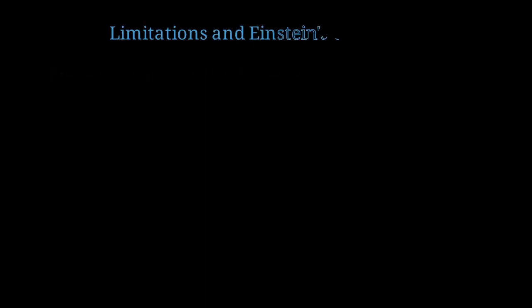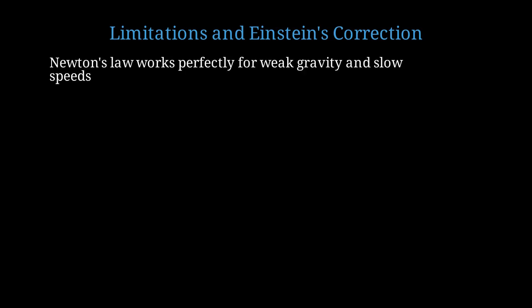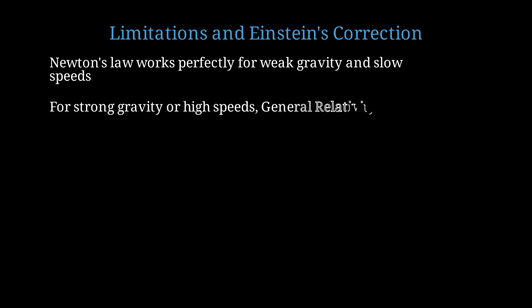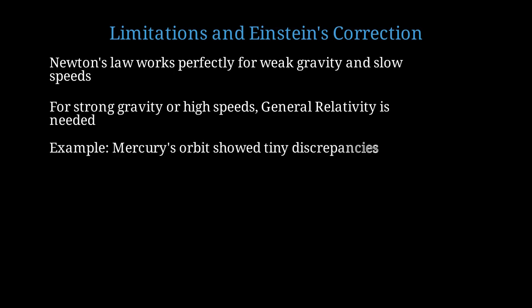It's important to note that Newton's law, while incredibly successful, is not the final word. Einstein showed that Newton's law is an approximation. For everyday situations, weak gravitational fields, and speeds much less than the speed of light, Newton's law is essentially exact. But near black holes, near neutron stars, or for objects moving at speeds close to light speed, Newton's law breaks down and we need Einstein's general relativity. Even in our solar system, Mercury's orbit showed a tiny discrepancy that Newton's law couldn't explain. Einstein's theory explained it perfectly.